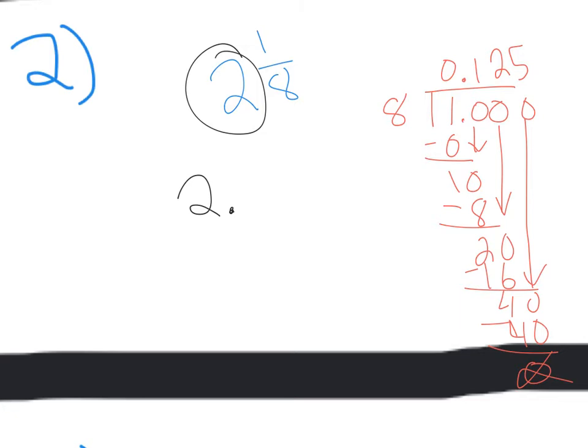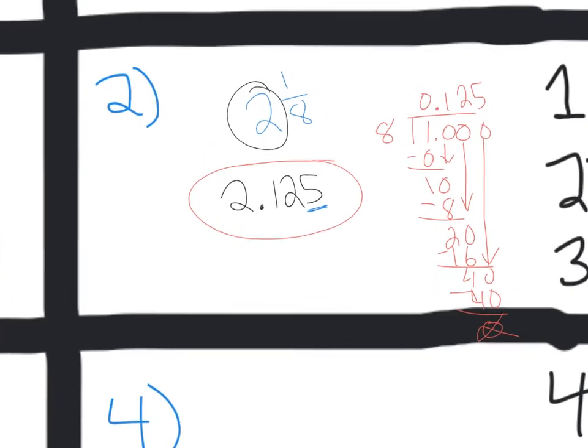So the decimal part right here would be 125, 2.125, or 2 and 125 thousandths. This is the thousandths place. All right, let me circle that up. And there we go. Let's go ahead and move to number 3.